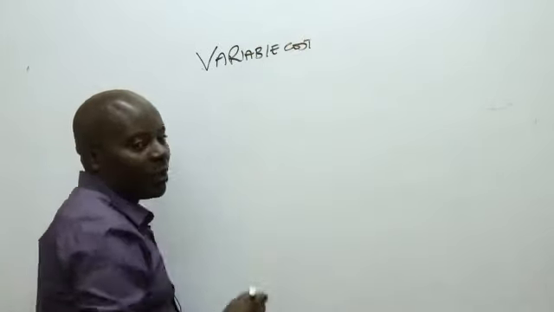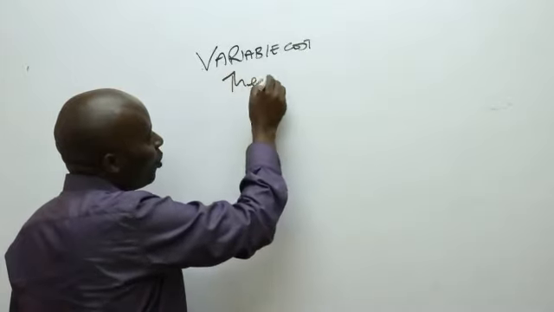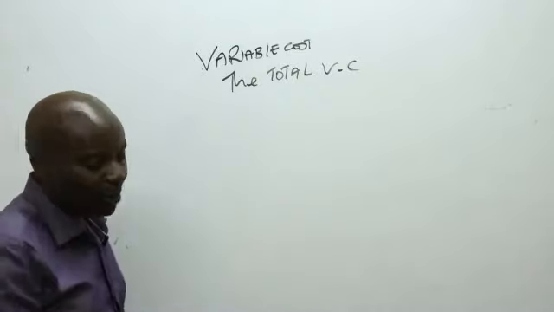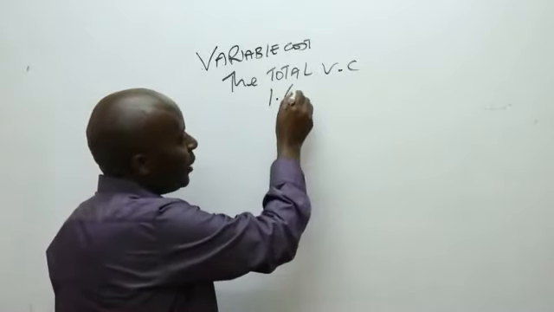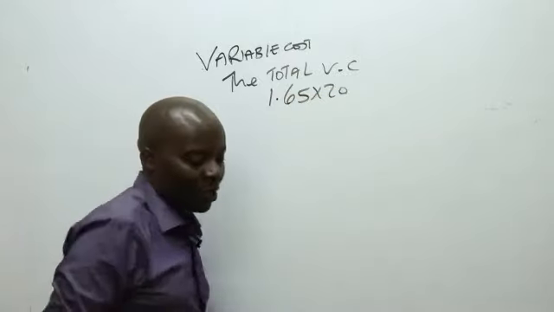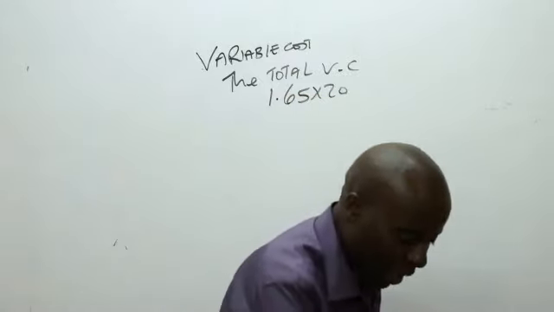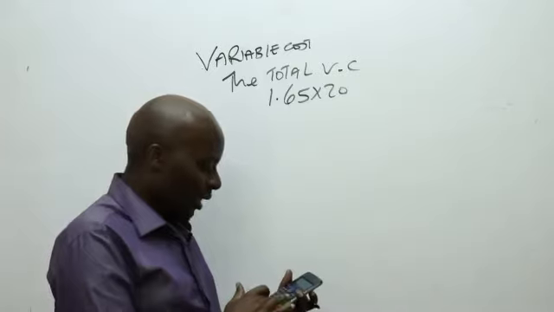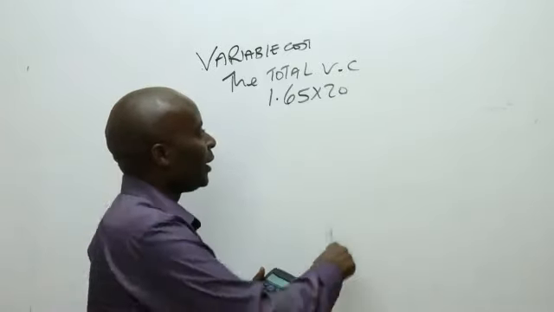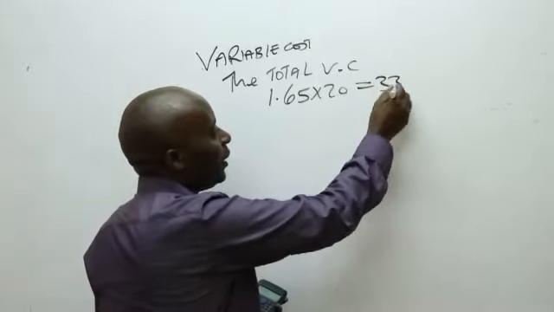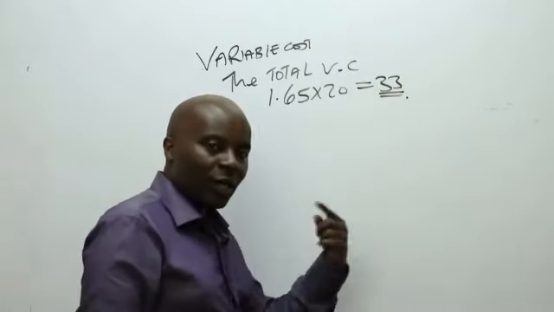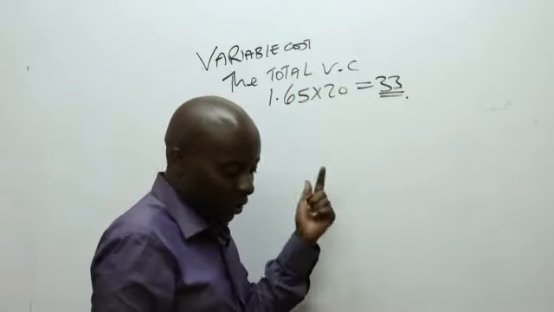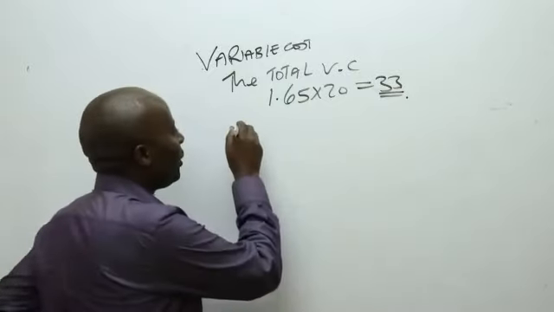The first thing that I will do is to give you the total VC, total variable cost. Remember, variable cost per unit is 1.65 times 20. So 1.65 times 20 gives us 33. Remember, variable cost is a cost that fluctuates with the units. And these units are with us every year. So this figure has to be discounted.